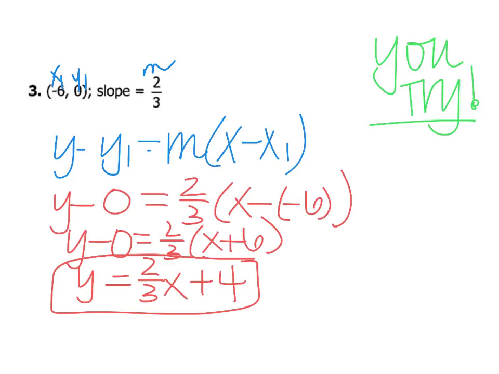All right, so you should have gotten 2/3 x plus 4. You're using the point-slope formula, plugging in your x1, y1, and your m. Be sure to remember that minus a negative number is the same as adding. Then distribute, and y minus 0, the minus 0 just goes away. So this is your final answer. If you have any questions, call me over. Otherwise, let's move on.